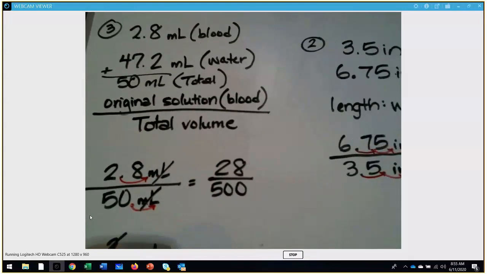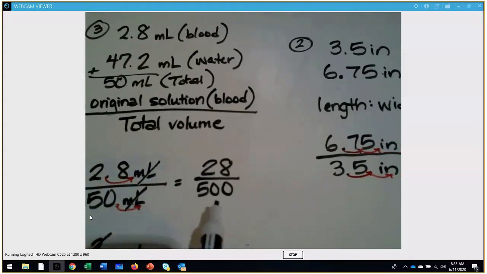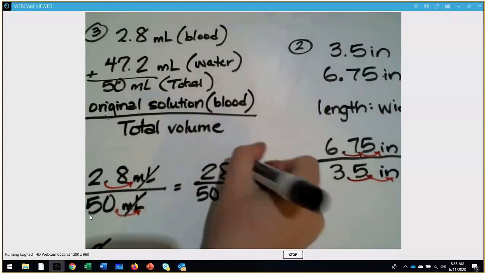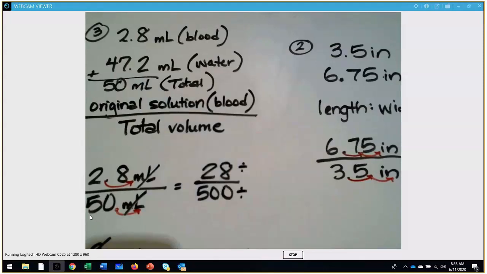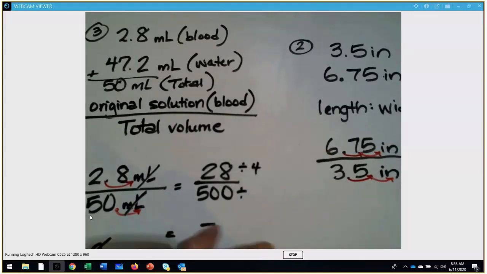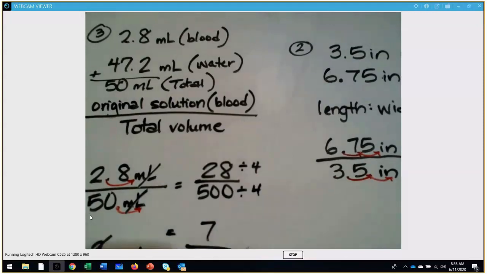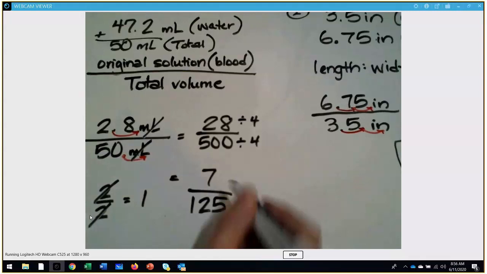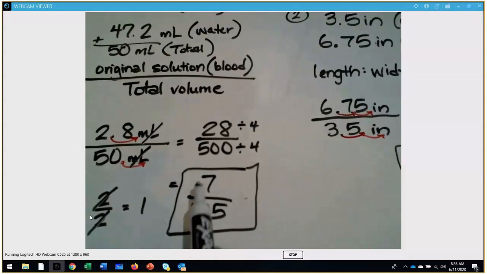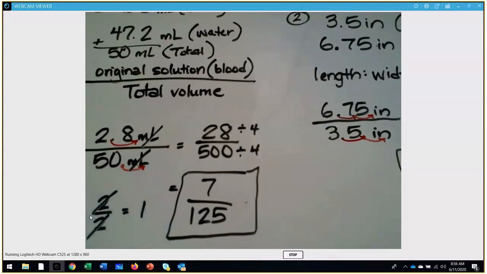All right, so over here, I just need to reduce. So I need to find something I can divide those both by. Anybody think of anything? 4. Okay, let's try 4. 28 divided by 4 is 7. And 500 divided by 4 is 125. And that doesn't go down any further, so here is your dilution ratio as whole numbers in lowest terms.